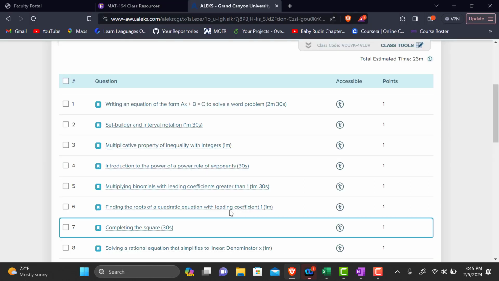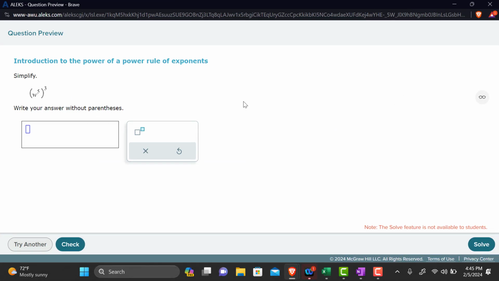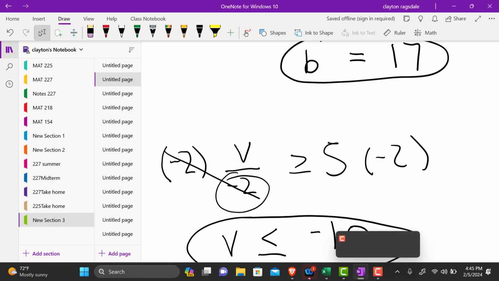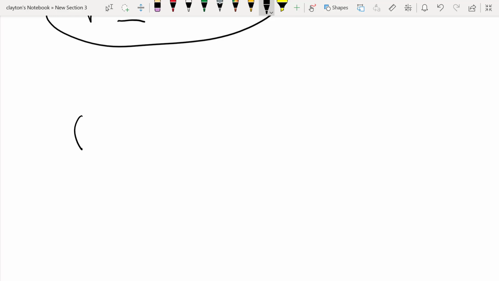Let's go ahead. We'll keep moving here. It says introduction to the power of a power rule of exponents. Okay, so we have w to the 5th raised again to the 3rd, and this is a very nice property here. Right, let's go ahead, we'll write this down. So we have w to the 5th, all raised to the 3rd.